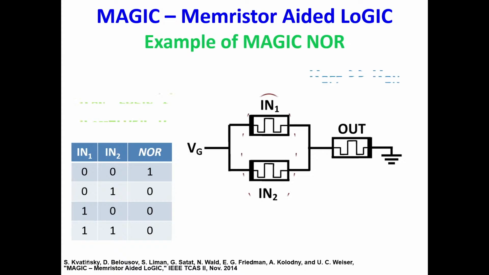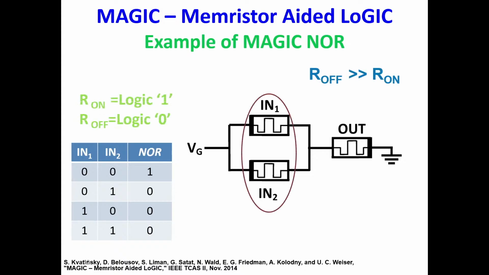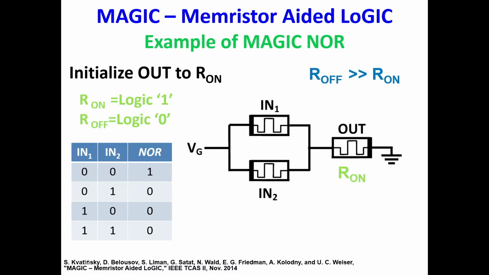A MAGIC NOR gate consists of 3 devices. 2 are the inputs, so the initial resistance of the devices is the input. If they are in high resistance, we call it 0. If they are in low resistance, we call it 1. And the third device is the output, so its final resistance at the end of the operation is the result of the calculation that we did. The way that we compute is in 2 steps. In the first step, we initialize the output to the low resistive state, which is equivalent to 1.